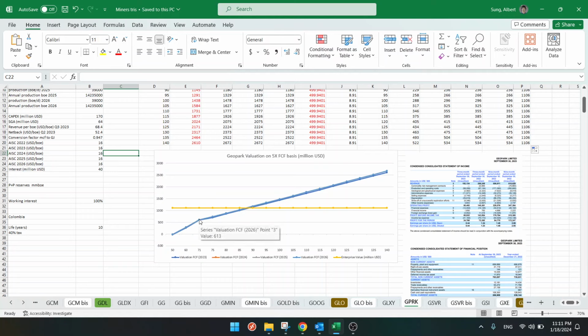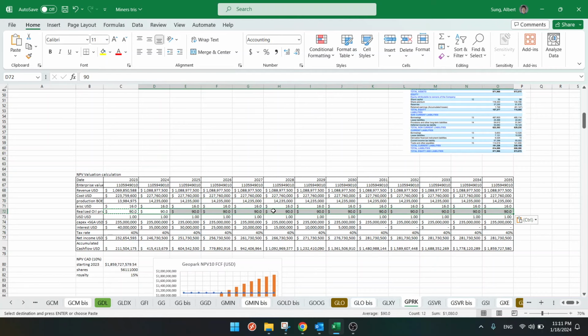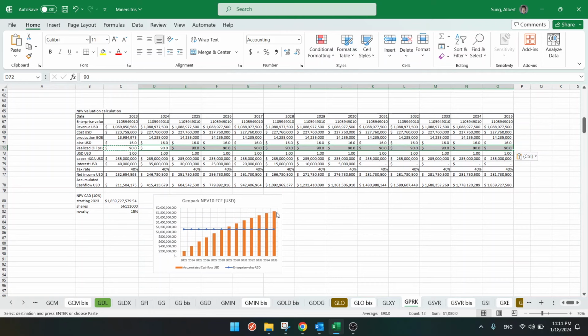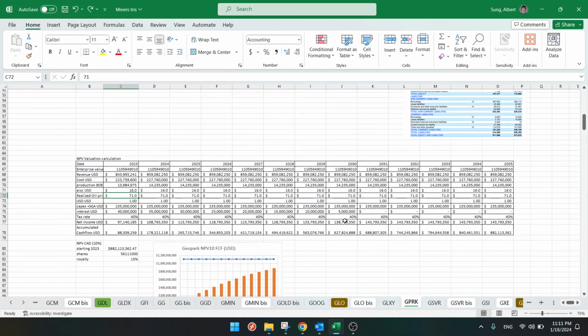It's a stretch because we need to go to at least 100 oil. Let's try something. Let's say 90. Okay, 90 looks better. Could be upside of 30% here, which means that the market cap goes up 50%. So actually very leveraged to oil. Yeah. So you need a high oil price with Geopark.